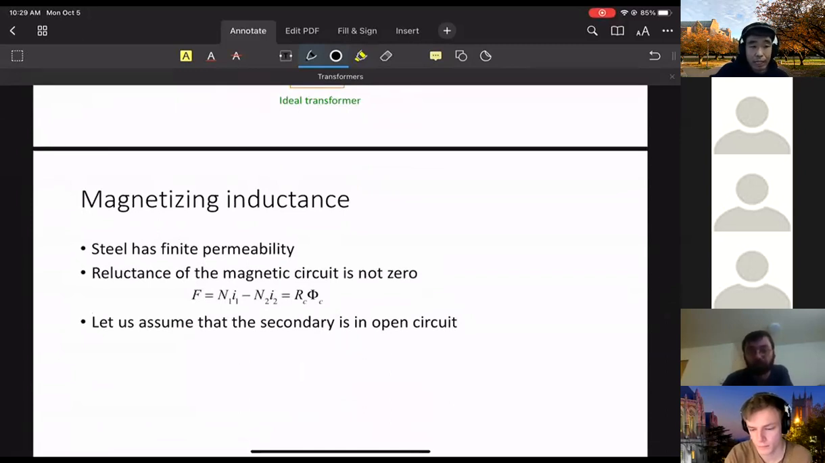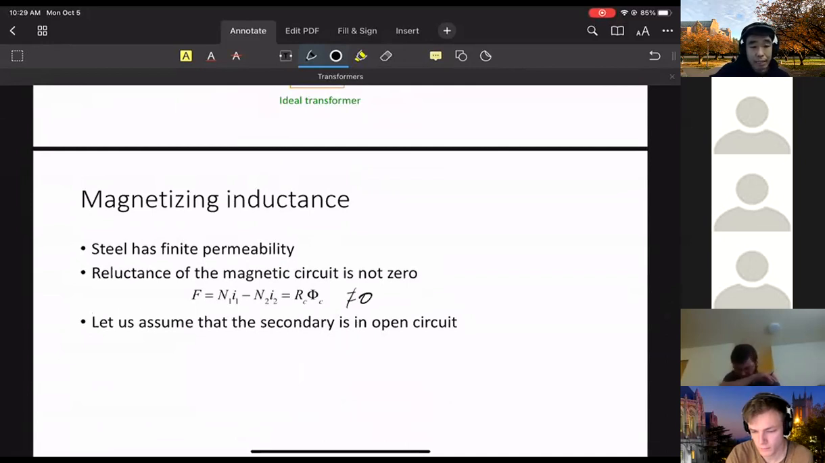So we cannot assume the current actually adds up. This is not 0 anymore, so the net current balance is not 0. Let's look at what we do to this current balance equation.